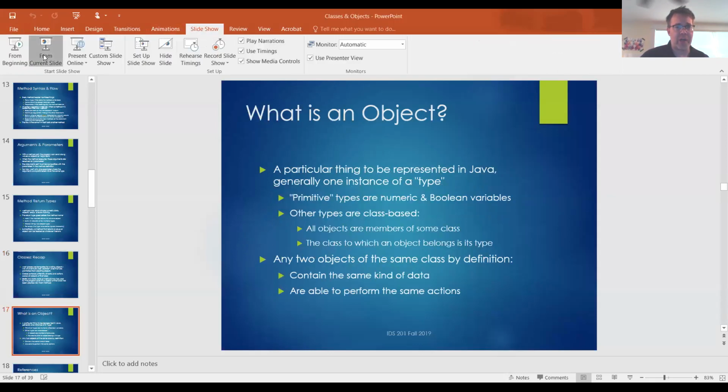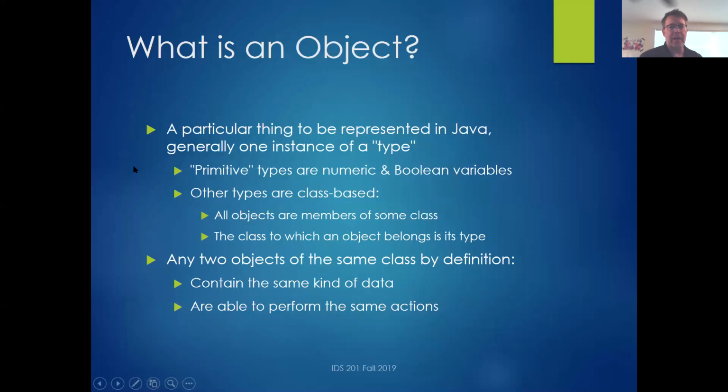What is an object? Again, an object is a particular thing to be represented in Java, what's called one instance of a type. An instance is like an occurrence or an item, and a type is a kind of thing. Types in Java can be numbers or data structures, which are basically objects. The primitive ones we'll learn early on. Primitives are just simple numeric values, essentially, either numbers or true-false booleans.